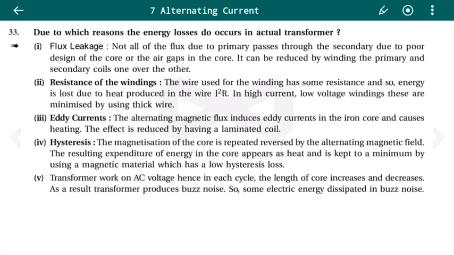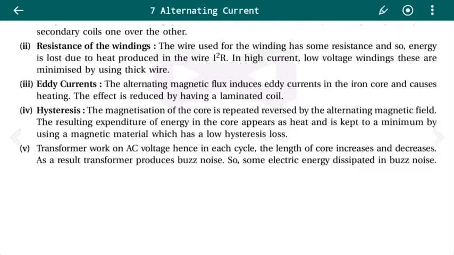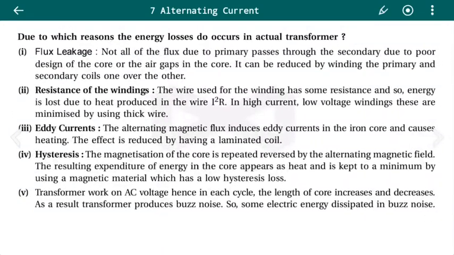and that results in energy loss. Second is the resistance of the windings. The wire used for the windings has some resistance, and so energy is lost due to heat produced in the wire, I square R, which is known as Joule's heat, that we have already studied. There will be resistance in this coil, due to which there will be dissipation of energy in the form of heat. In high current, low voltage windings, this is minimized by using thick wire.